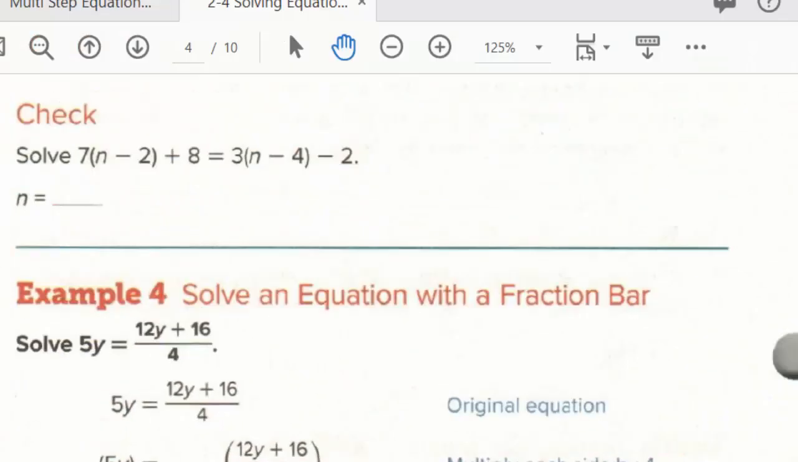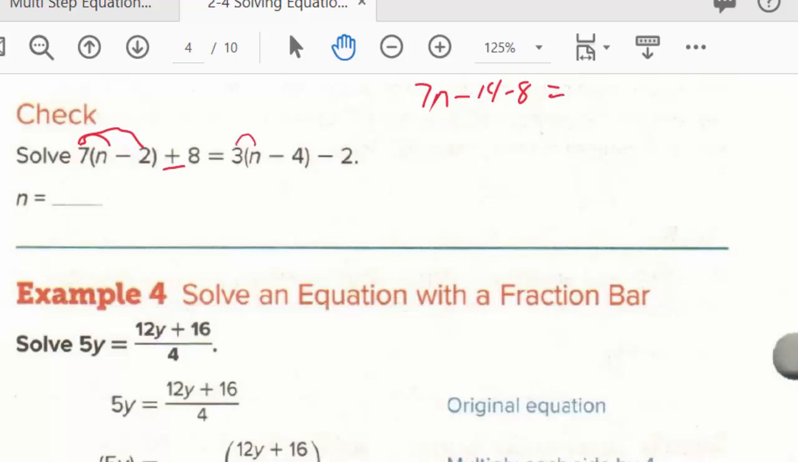Go ahead and pause the video and attempt the check. Okay, let's take a look at the check. First thing we're going to do is distribute. I'm going to write this off to the side. So 7 times n, 7 times -2 would give me 7n minus 14. Bring the plus 8 over because we didn't do anything with it yet. And that's going to equal.